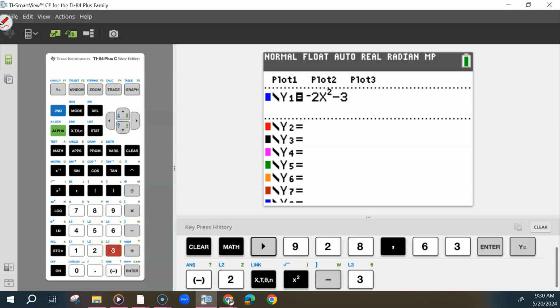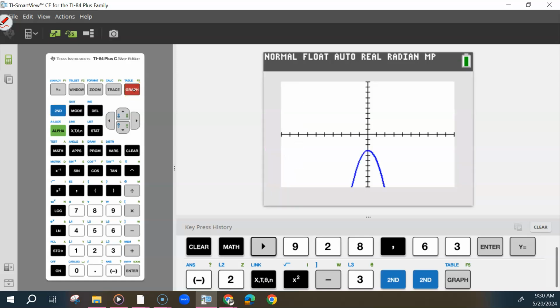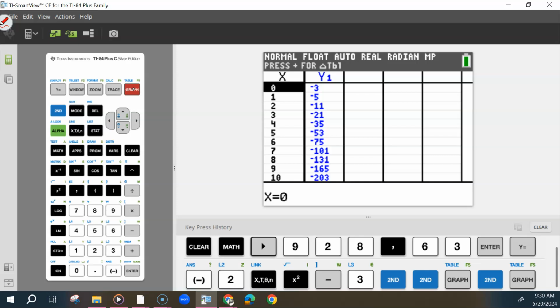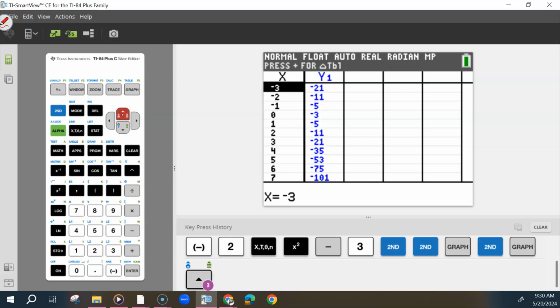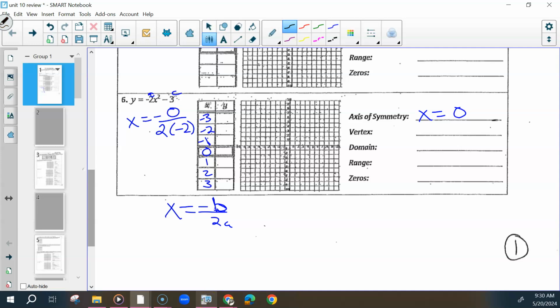Make sure you're using a negative first and then a minus second. And then go into your table, second graph, and find those values that you put in. So negative 21, negative 11, negative 5, negative 3. And then it repeats.